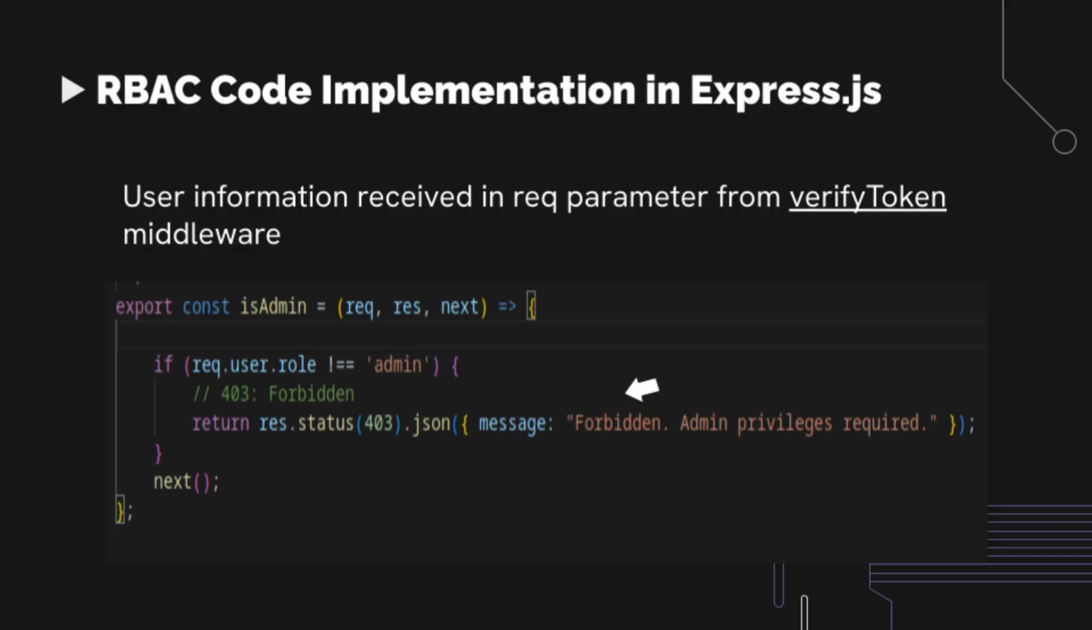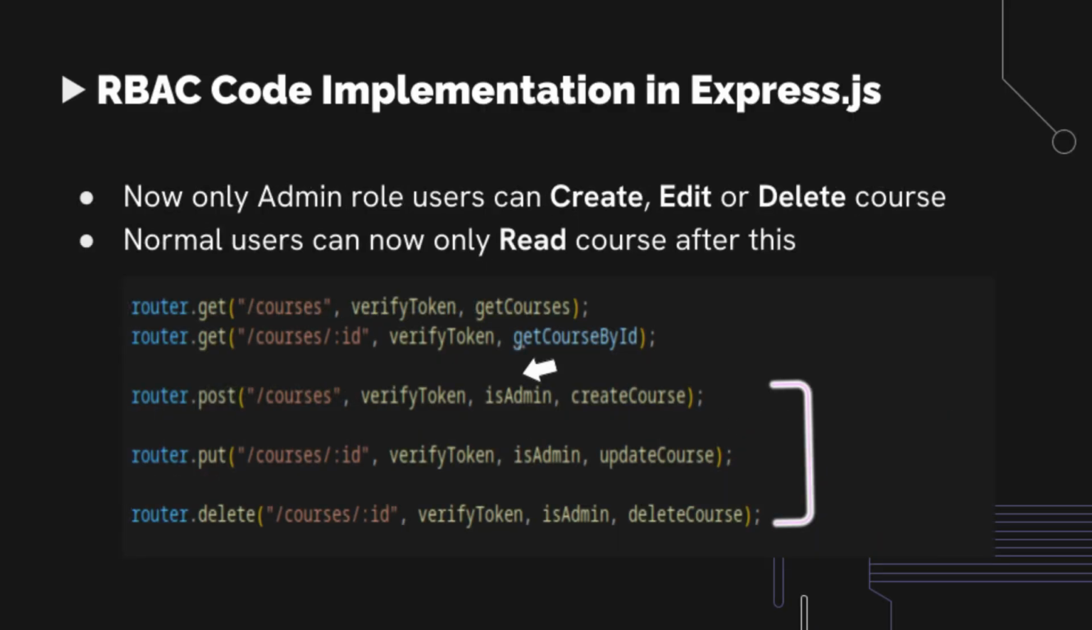Now let's see how we apply this middleware to our routes. In the following code example, you can see that we apply the isAdmin middleware only to the routes responsible for creating, updating, and deleting courses. As a result, these routes can now be accessed only by users with the admin role. If a normal user tries to access any of these routes, the backend will return an error response.